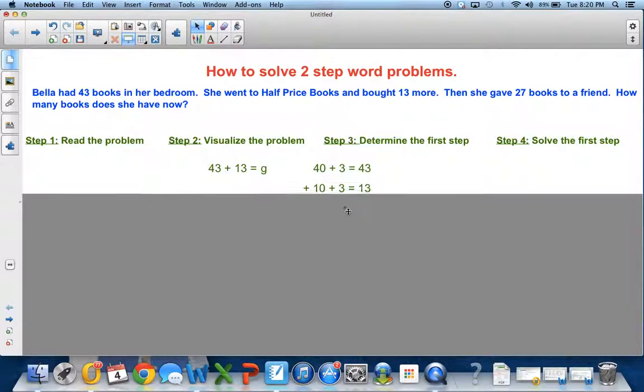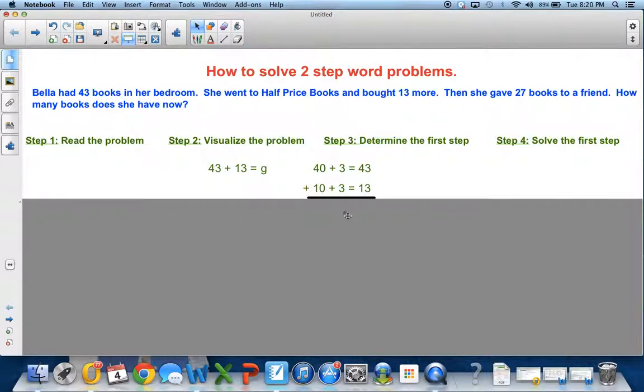And here's our equation. We have 43 plus 13 equals G. G is the unknown variable. We don't know how many books she has yet. So we break it apart and we're going to do expanded form right here. We have 40 plus 3, which equals 43. And then we have 10 plus 3, which equals 13. And then we're going to add 3 plus 3.